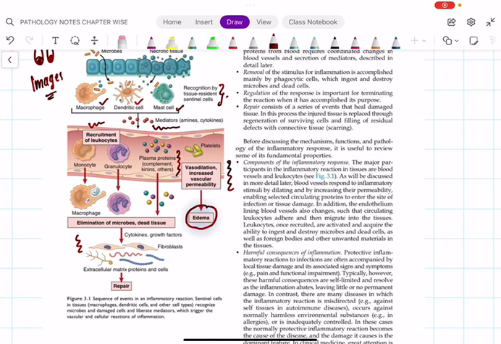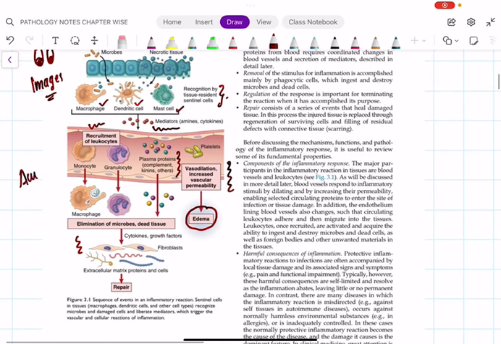Sometimes, if this agent remains in the body, if the body fails to remove these microorganisms within a period of time, this inflammation may progress. So, if it is removed within a particular period of time, we call it acute inflammation. Suppose if it persists, we call it chronic inflammation.